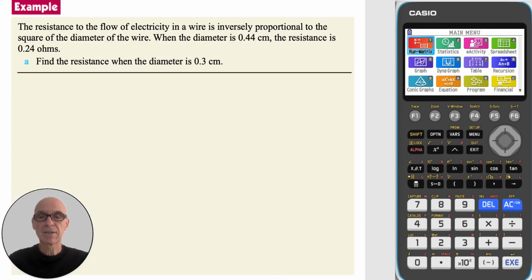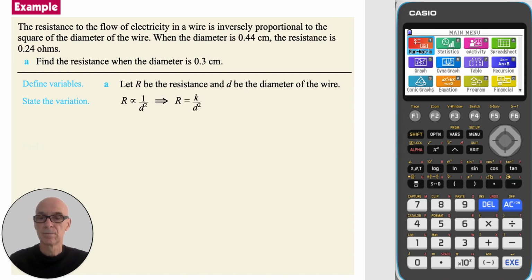In part A of this question, we're asked to find the resistance in the wire when its diameter is 0.3 centimeters. If we begin by defining variables, letting r be the resistance and d be the diameter of the wire, then state the variation. Since the resistance in the wire is inversely proportional to the square of the diameter, this leads to the equation r equals k over d squared.